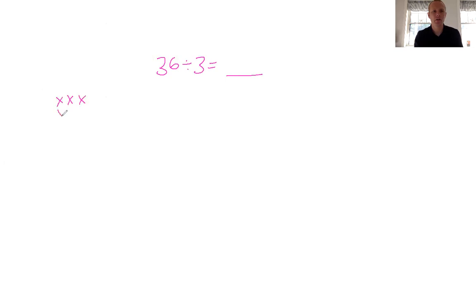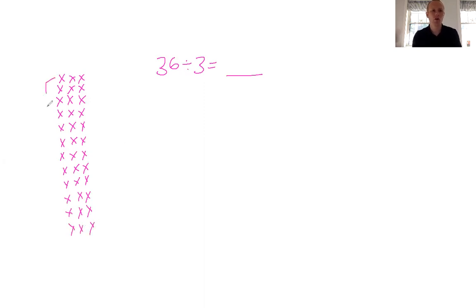3, 6, I'm gonna add a row up here. 9, 12, now I'll go back here. 15, 18, 21, 24, 27, 30, 33, and finally 36. So this whole array could show me 36 things divided into 3 groups.